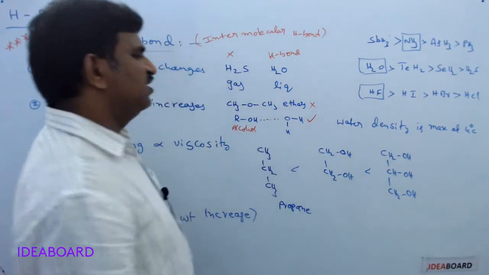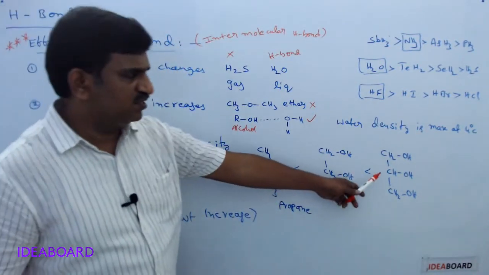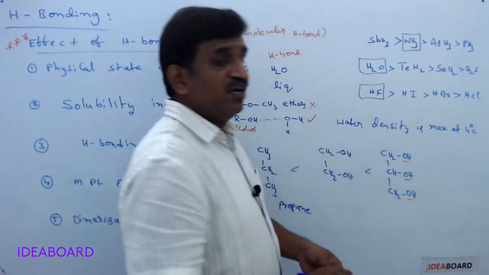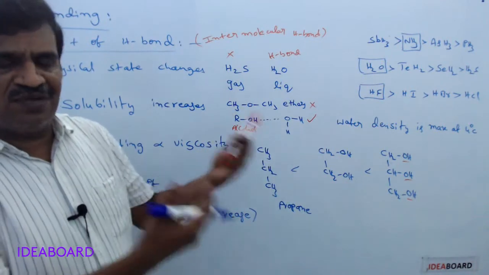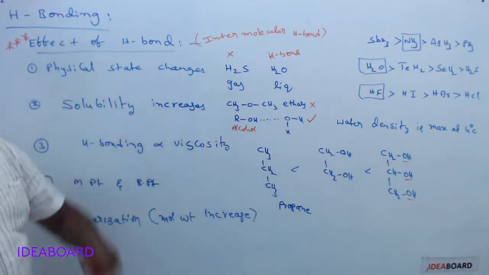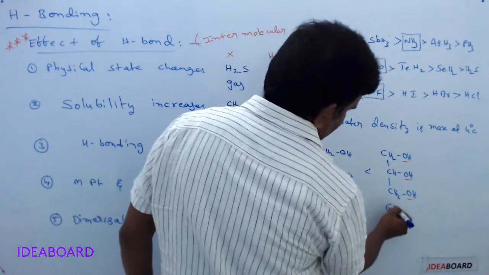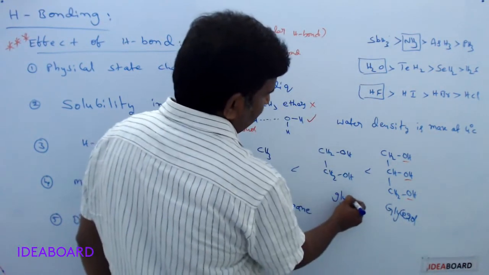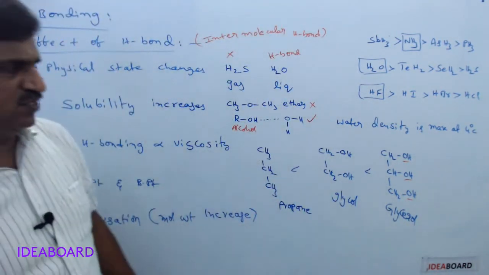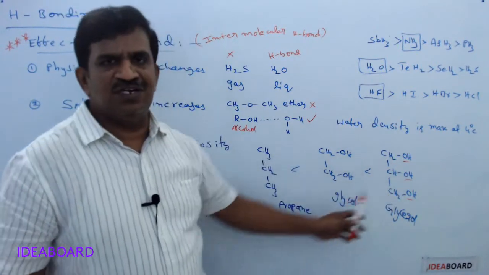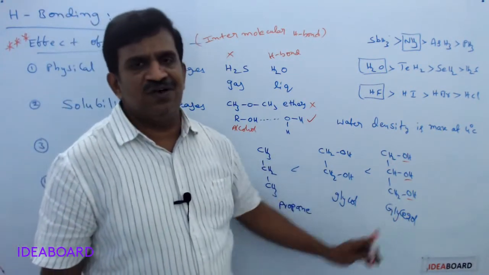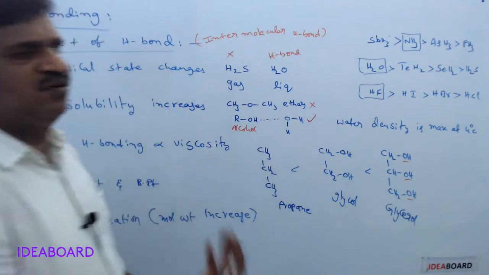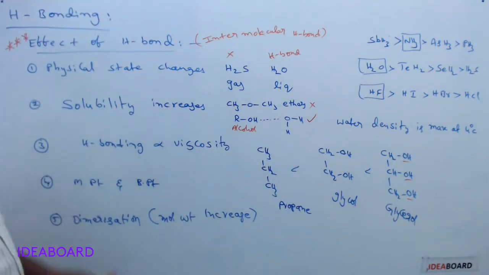Among these three, the one with more viscosity is the third one. Why? Because it has three OH groups that can form three hydrogen bonds. The more hydrogen bonds, the more viscosity. This is commonly called glycerol, and the other is glycol. We will study the details later. These are organic compounds. In propane, glycol, glycerol, as the number of OH groups increases, they make more hydrogen bonds, so their viscosity increases.